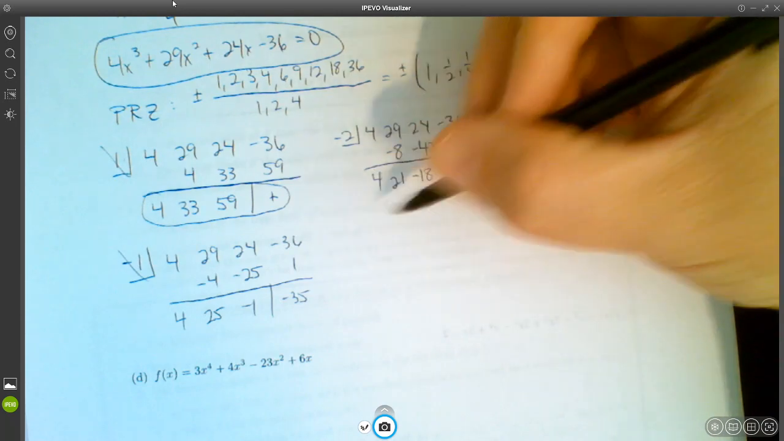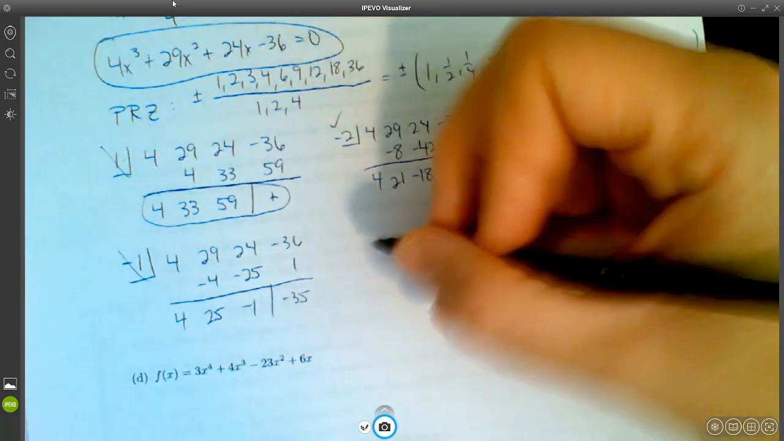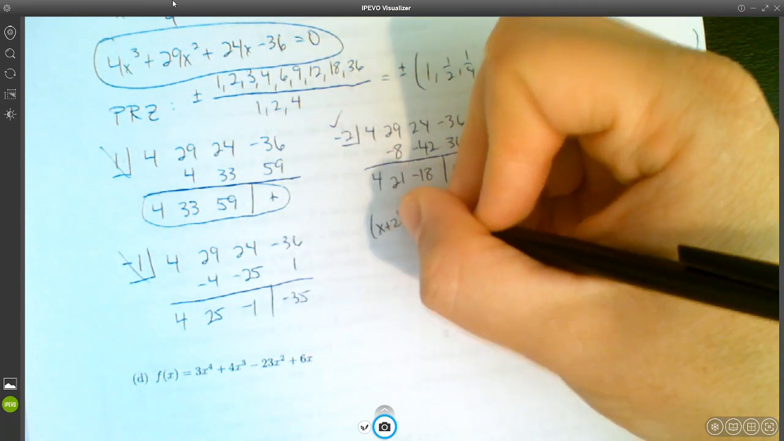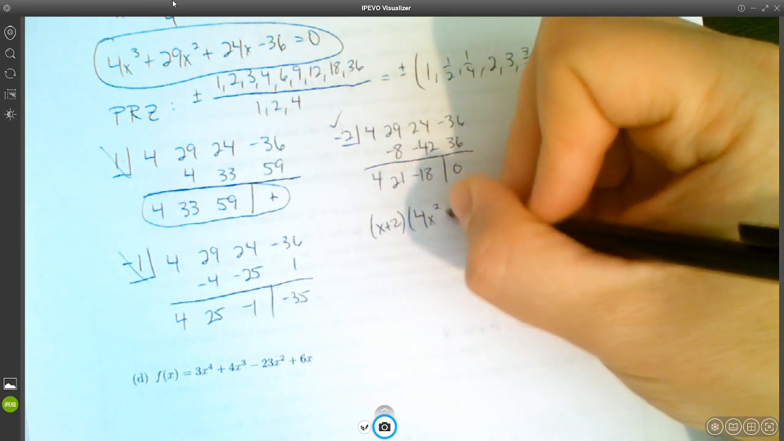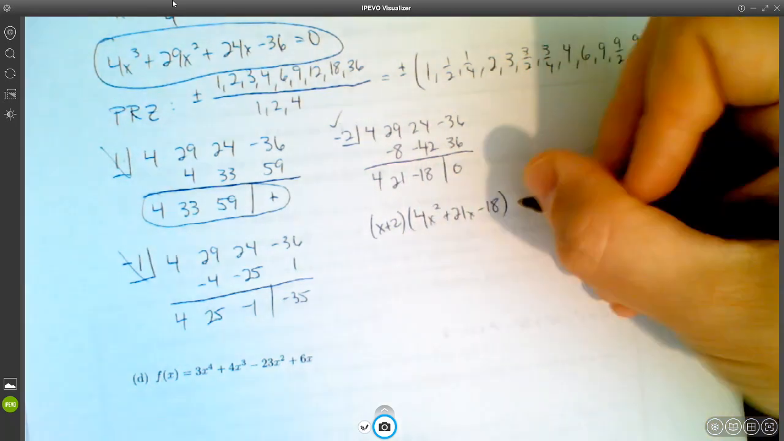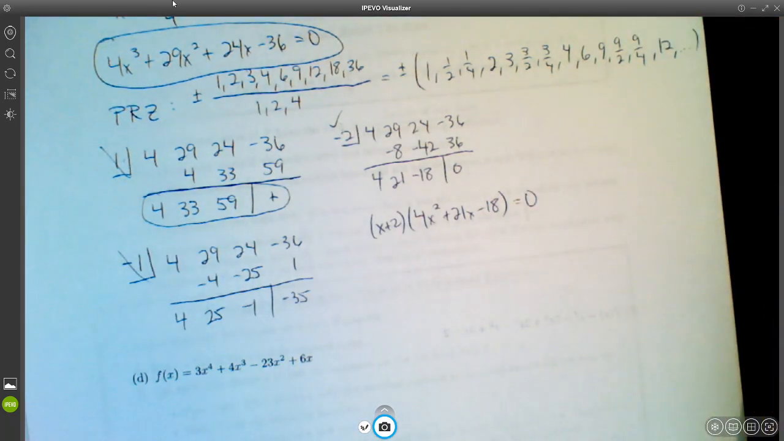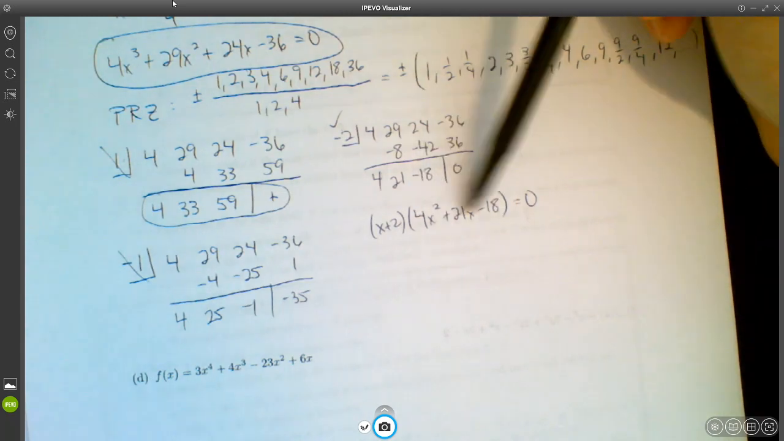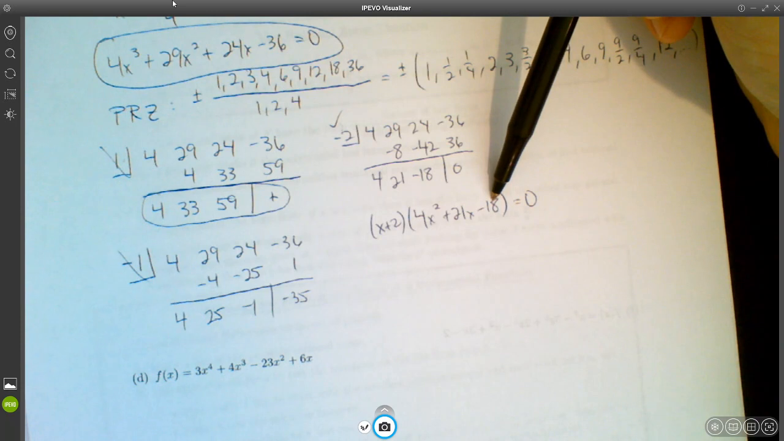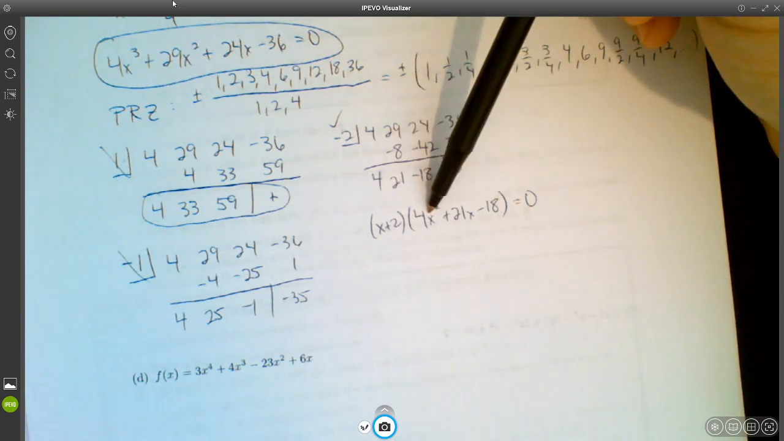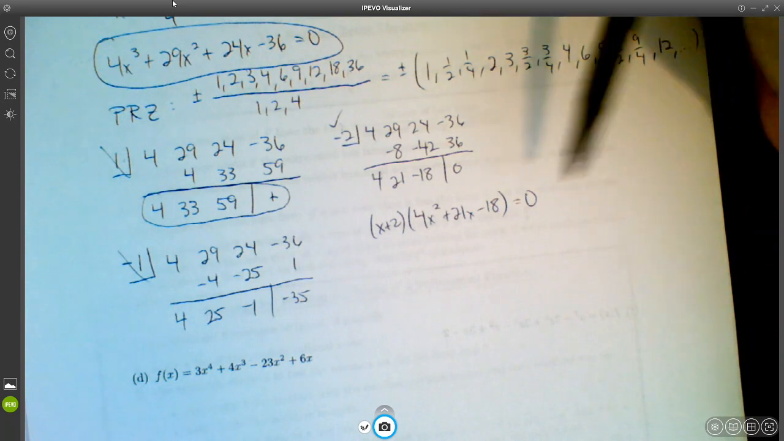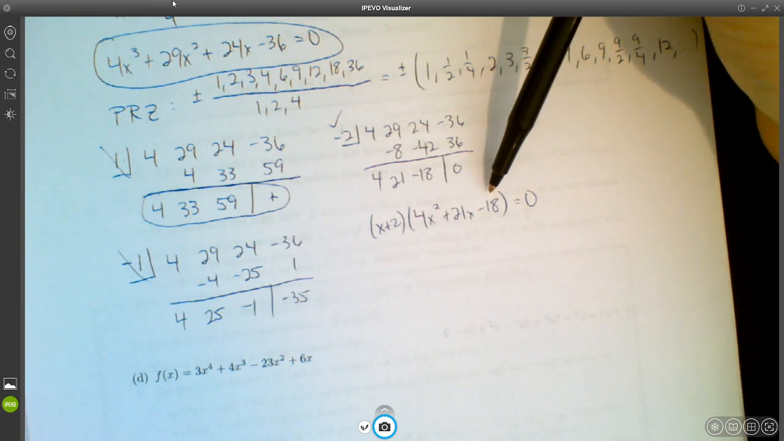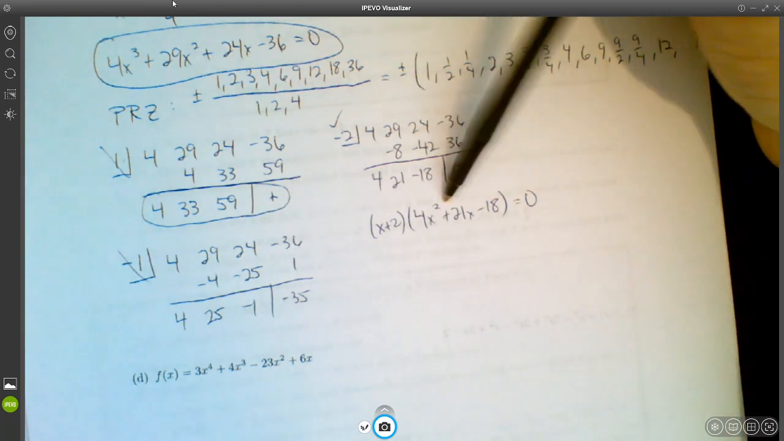And what I'm left with now is a quadratic, so I can be finished. So I know that x plus 2 is a factor. So I've got x plus 2 times 4x squared plus 21x minus 18 equals 0. Should I even bother trying to factor this? Well, maybe it's not so bad. If I use 18 and 1, 18, 22, maybe not. That could be factorable. Maybe it's not. I'm not going to scratch my head over this forever. I'm just going to use the quadratic formula on this.